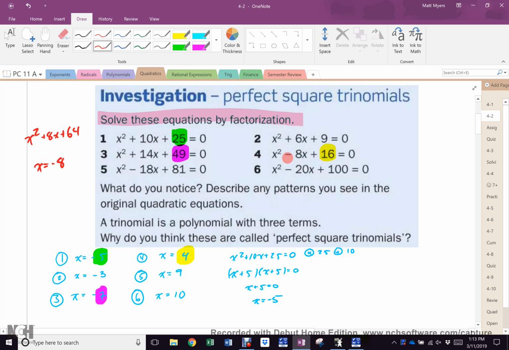Now, I just told you that you would be wrong there, wouldn't you? Because negative 8 squared is 64. 8 times negative 8 is negative 64, right? 64 plus negative 64 is 0 plus 64 is 64. So it can't be that, right? So it's not enough just to have the square root there.